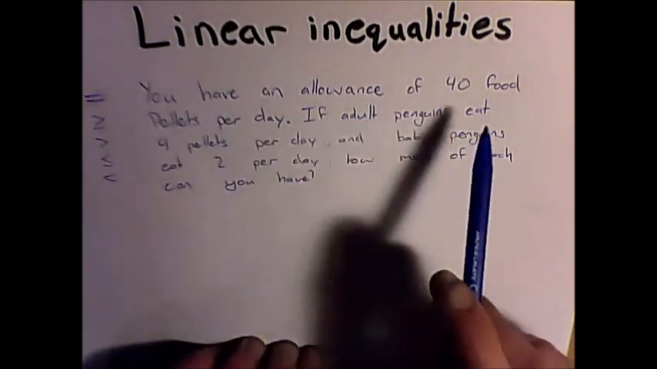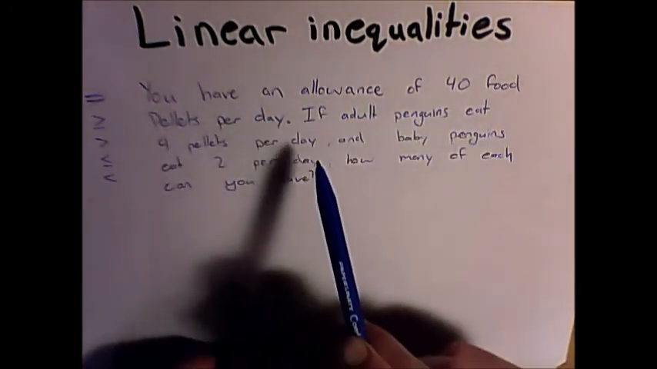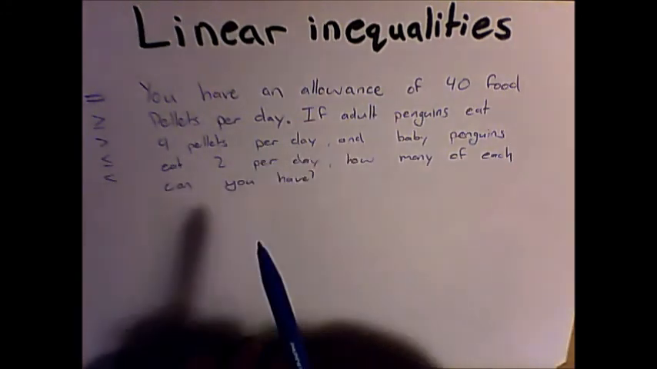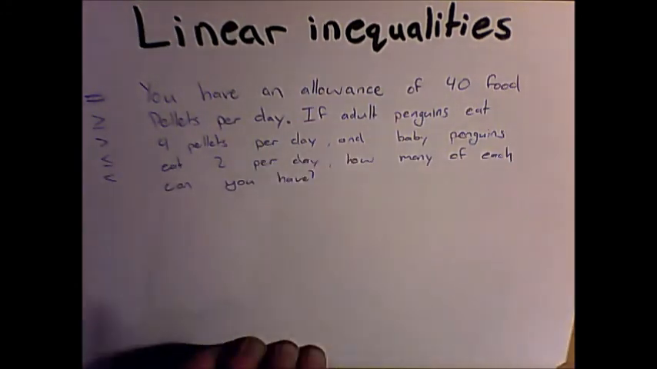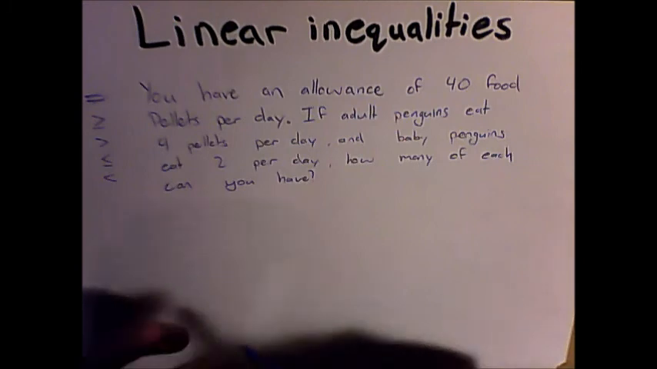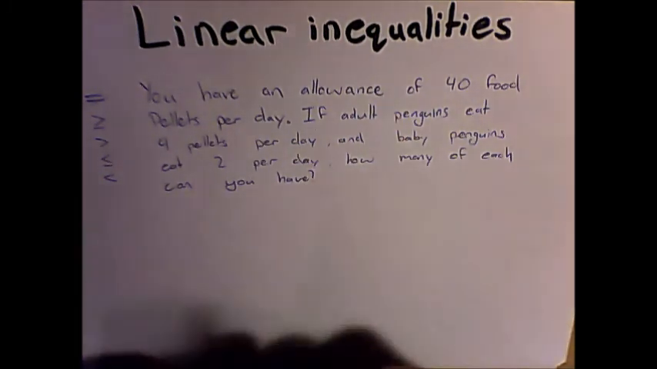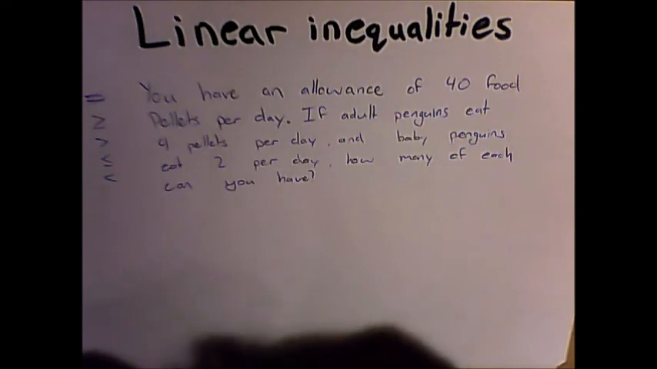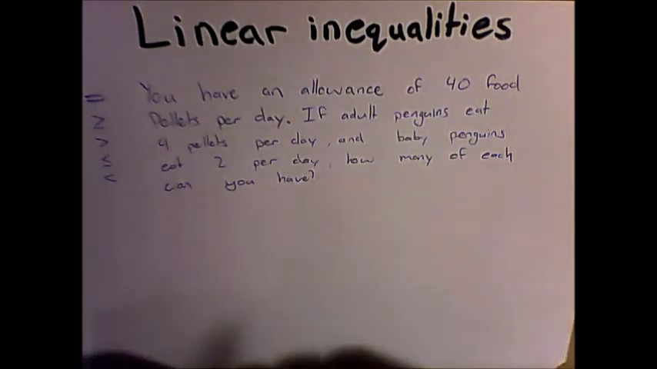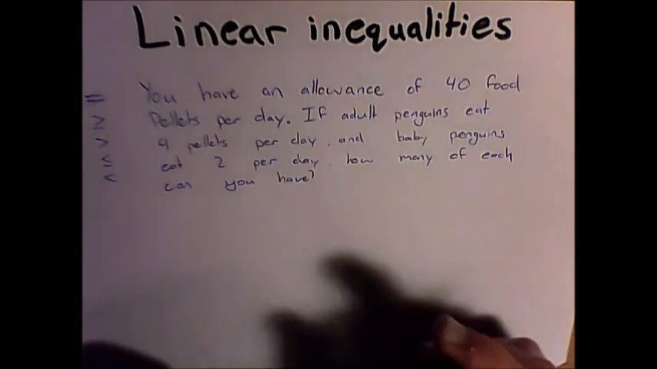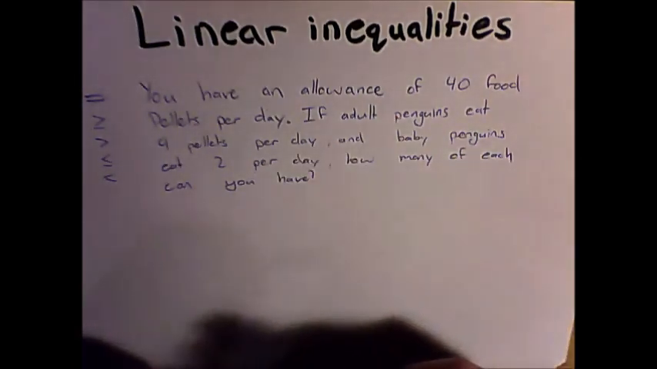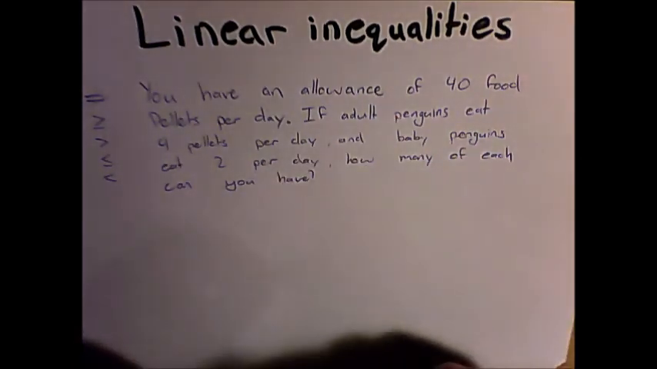So let's start by looking at this word problem. You have an allowance of 40 food pellets per day. If adult penguins eat 4 pellets per day and baby penguins eat 2 per day, how many of each can you have? Now, we'll notice here that there isn't just one solution to this question. There are many, or even an infinite number of solutions if you could have fractions of a penguin, but you can't, and if you could, that's morbid.